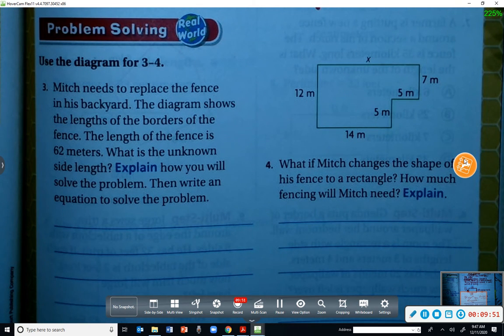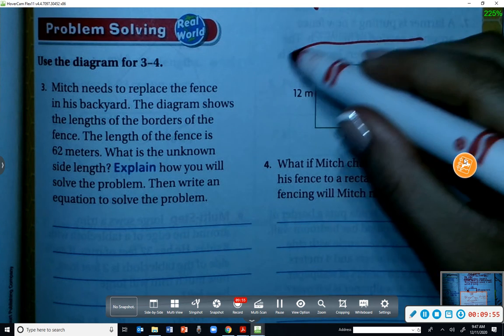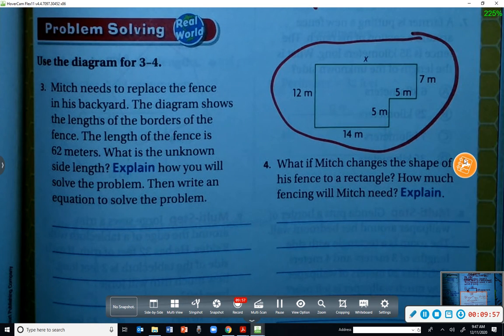Mitch needs to replace the fence in his backyard. The diagram, which they're talking about right here, shows the lengths of the borders of the fence. The length of the fence is 62 meters. What is the unknown side length? Explain how you will solve the problem. Then write an equation to solve. Okay? So explain what I would do first.